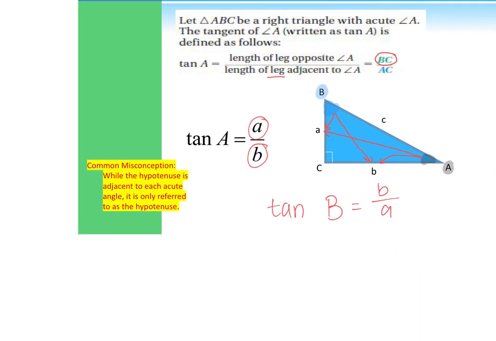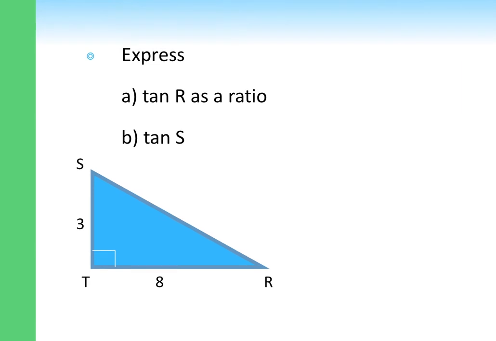All right, let's do some. Let's express the tangent of R as a ratio, okay? So, where is angle R? Well, it's down here. So what is the side that's opposite R? 3. And what is the side or the leg that's adjacent to R? 8. So our ratio is 3 over 8. Do we have to simplify it? Yes, if it was able to be simplified, I would expect you to simplify it.